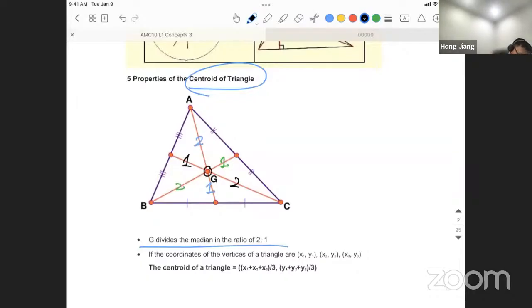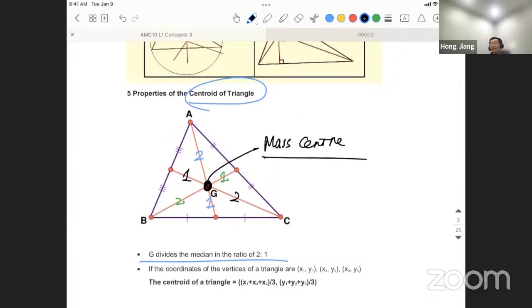Second, this guy is what we call the mass center. It means the gravity of this triangle, that's actually the center. That being said, if you use your finger to poke on that point, you can actually make this triangle balance on your finger. So that's actually the mass center, the gravity focus on the center.